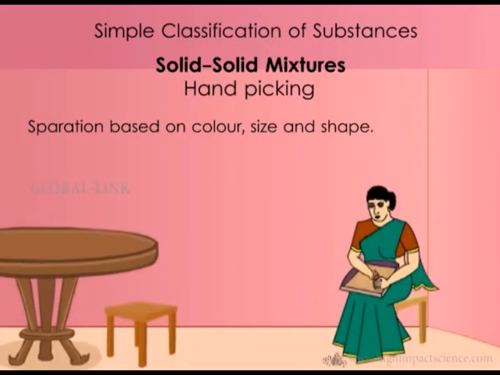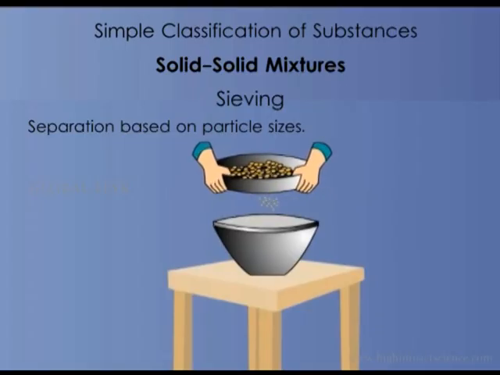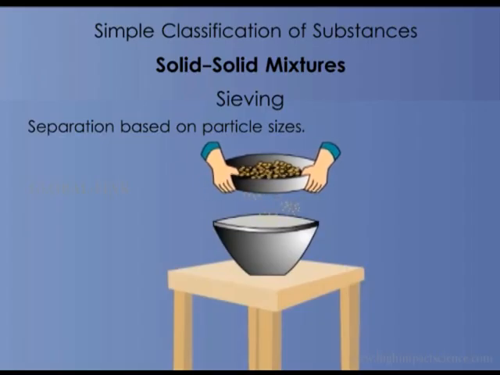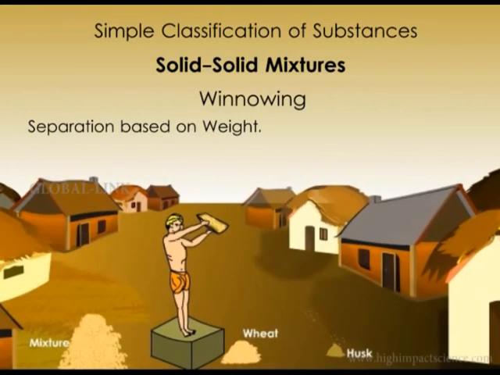Hand-picking is used for separating the components of a mixture which are different in color, size, and shape. For example, cereals and pebbles. Sieving is a method used for separating solids when the constituents of the mixture are of different sizes. Winnowing is generally used to separate grain from husk after threshing. This method is based on differences in weight of the components of the mixture. The lighter components are blown away by the wind.